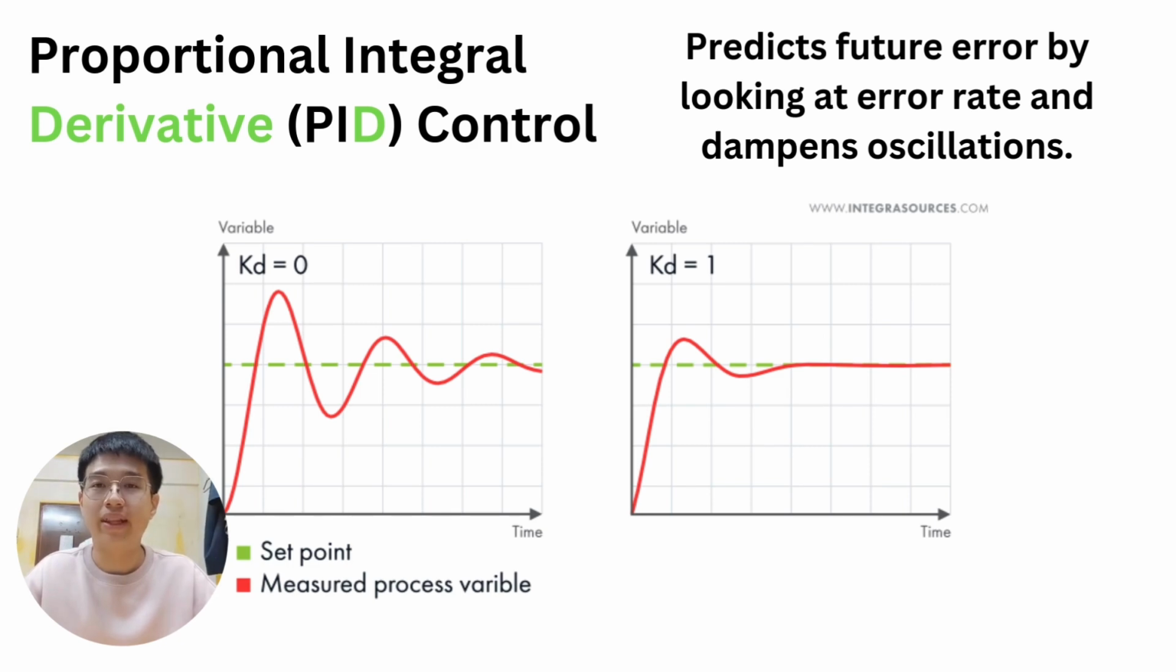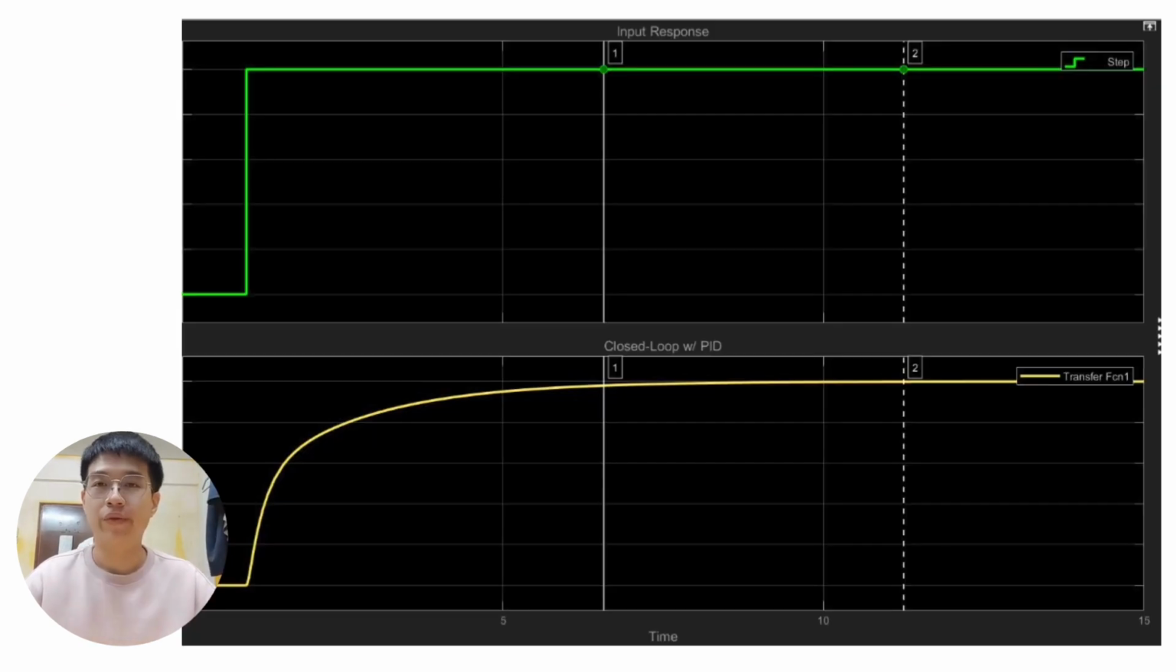Lastly, derivative control predicts the future error by observing how fast the error changes, and helps to stabilize the circuit by dampening oscillations and reducing overshoots. When we combine proportional control, integral control, and derivative control into our PID controller, all the control terms can balance one another to bring stability, accuracy, and responsiveness. The graph above is the comparison of the input response and the output after the PID controller.